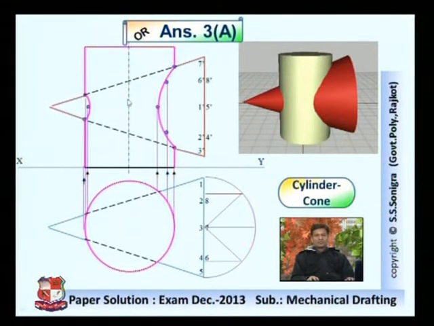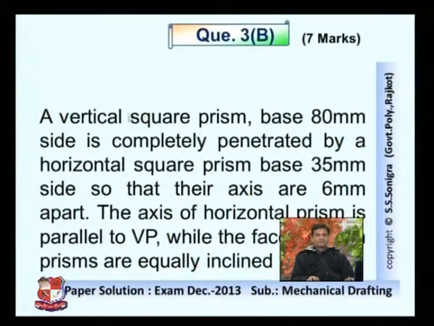This problem is asked for 7 marks, question number 3A in option. So in 7 marks, 4 marks for this front view and 3 marks for this top view, because this front view covers the curvature shape. I hope the solution of this problem is clear to you. Now we continue with the next problem.